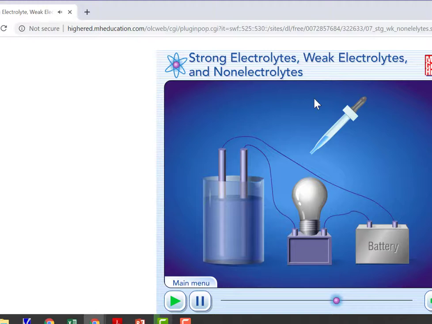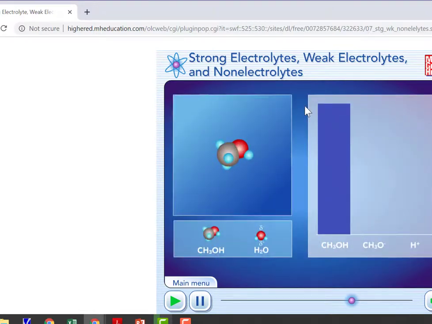For HF, I happen to know the number off the top of my head. It's about 1 out of every 10 million that falls apart. We say few, we mean very few. One out of every 10 million, that's not very many, but remember how many there are in a mole. Still going to be quite a few, even if it's only 1 out of every 10 million. Okay. So it's a weak electrolyte.